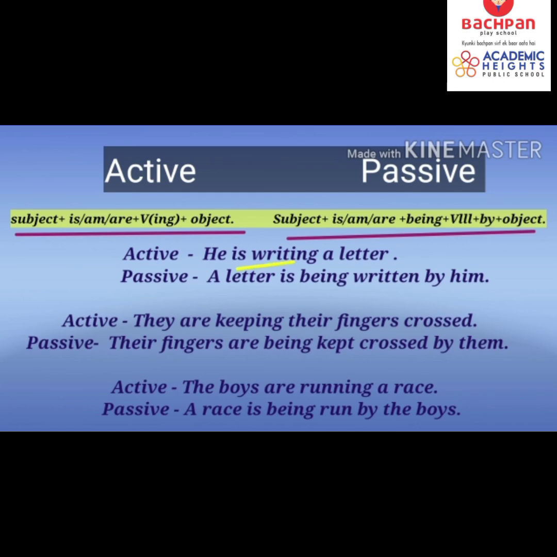He is writing a letter. A letter is being written by him. They are keeping their fingers crossed. Their fingers are being kept crossed by them. The boys are running a race. A race is being run by the boys. Here we use the object in the place of the subject and the subject in the place of the object. But in between we have written is, am, are plus being plus past participle and then the preposition by. After that we have written the object.